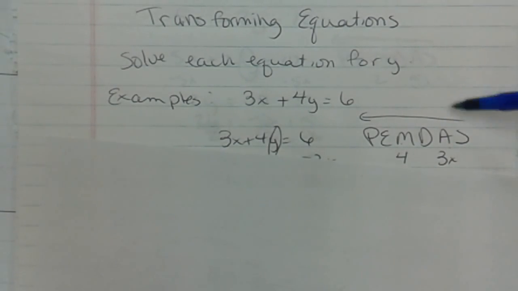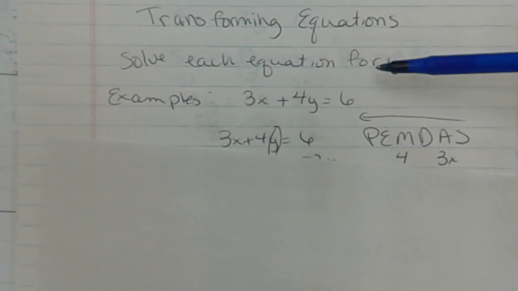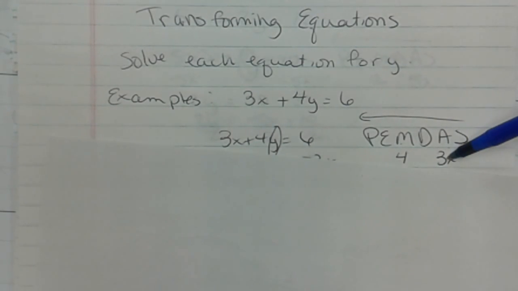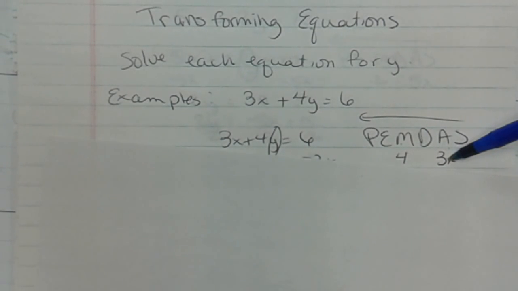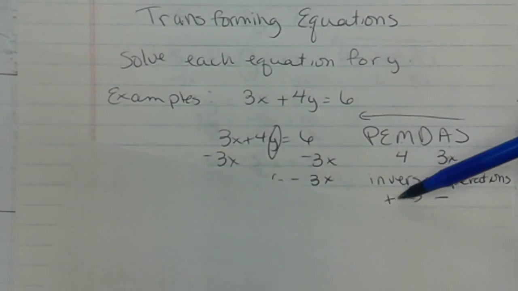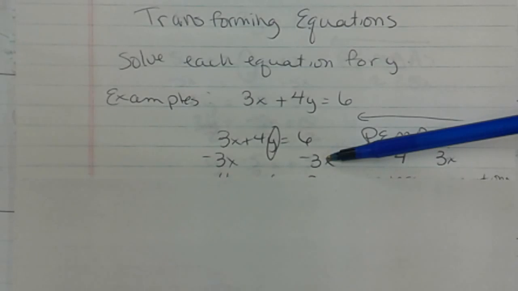Well, remember, in order to solve for y, we have to go in reverse. So how do I get rid of the 3x? Because 3x is the first thing. If I'm going in reverse, 3x comes up first. How do I get rid of a positive 3x? Well, that comes back down to knowing what inverse operations are. What is an inverse operation? If I'm adding something, what is the inverse operation of addition? Subtraction. Inverse operation of addition is subtraction. So I need to subtract 3x from both sides.